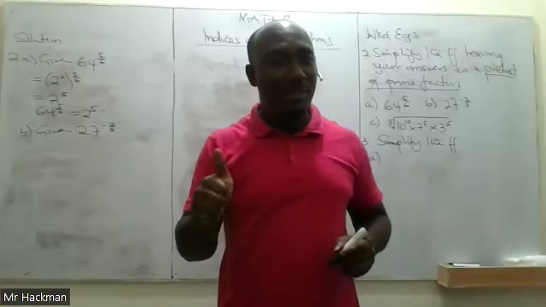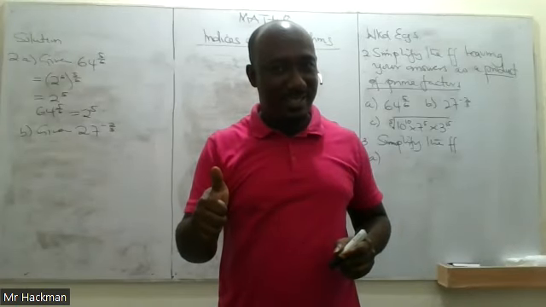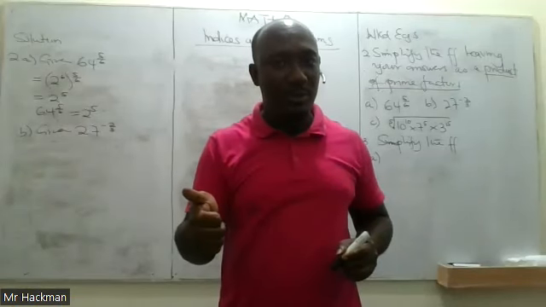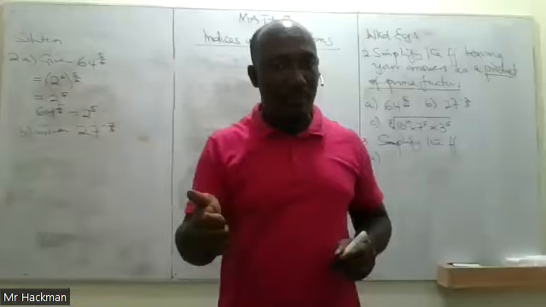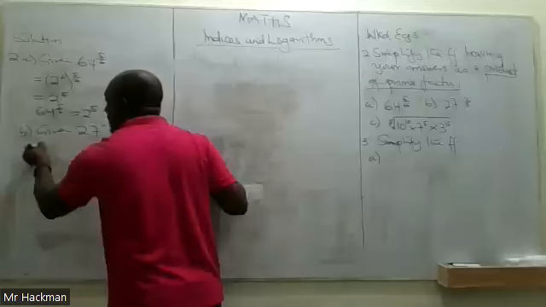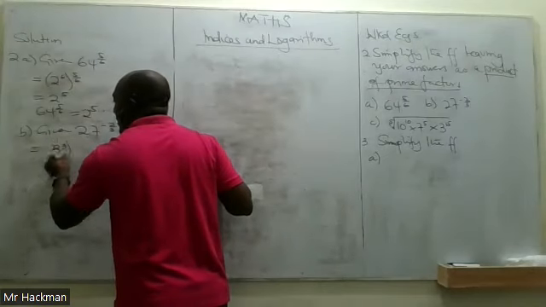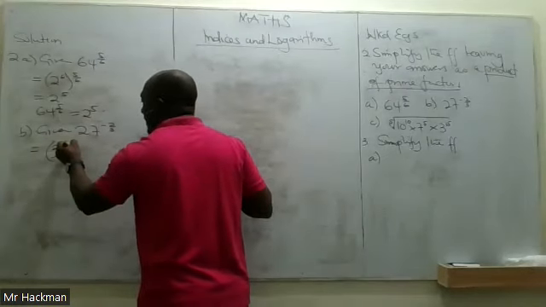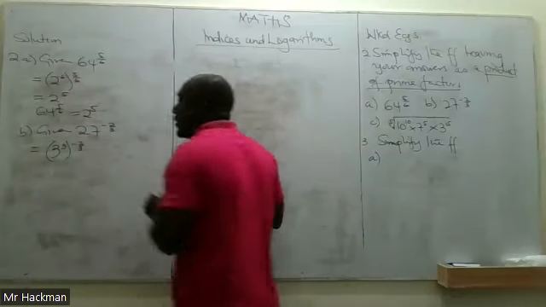9 cubed will not give you 27. Even 9 squared is more than 27. How much more cubed? 3 cubed. Very good. So you replace the 27 with 3 cubed. So you get 3 cubed to the power what? Minus 2 on 3. Is my point well made?